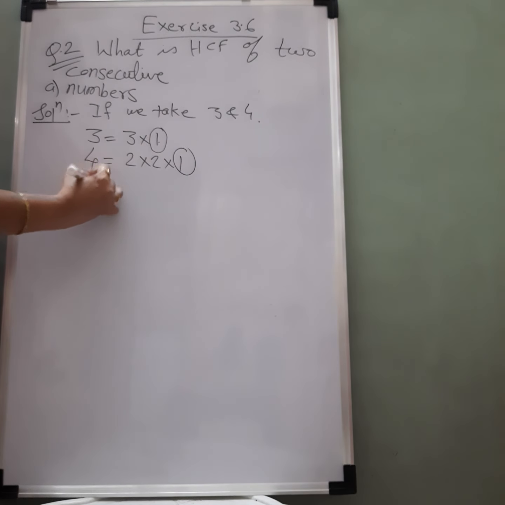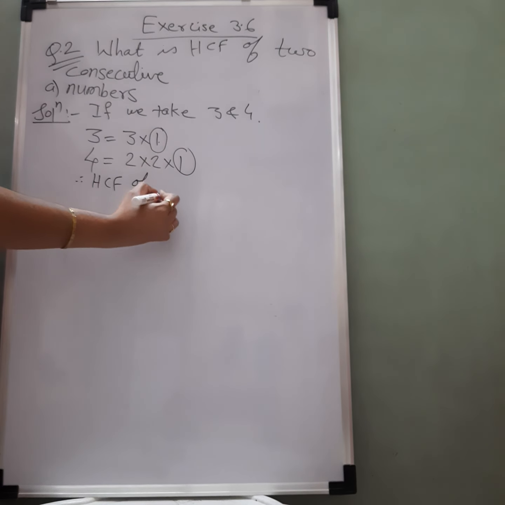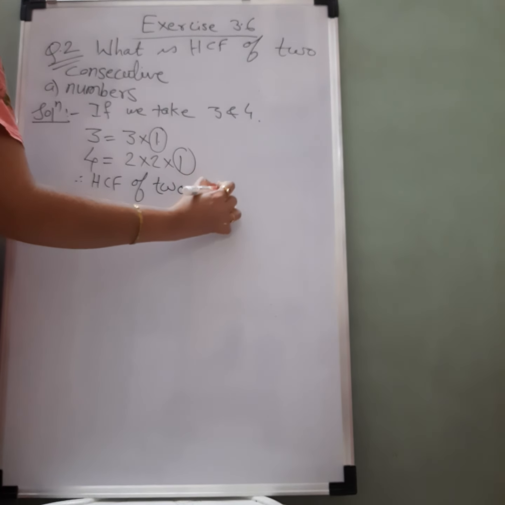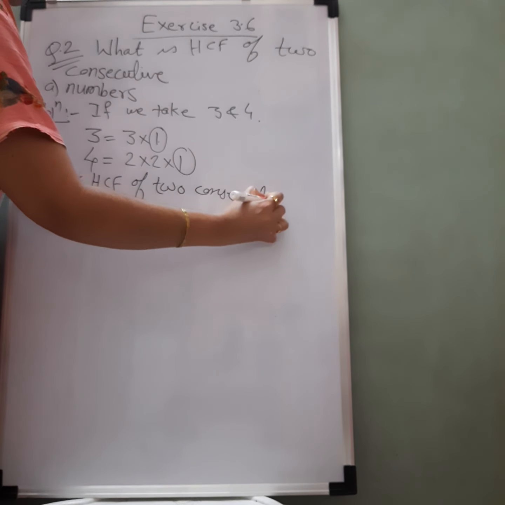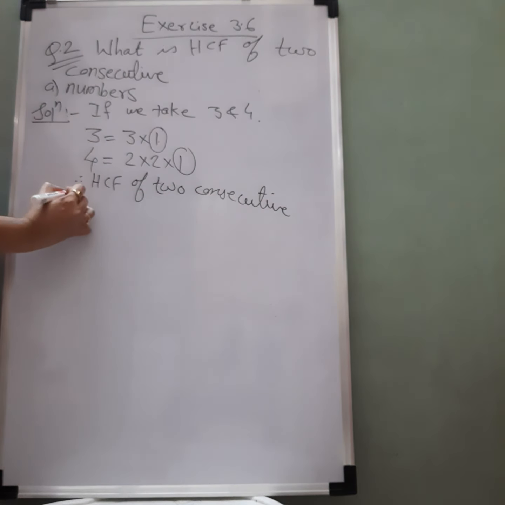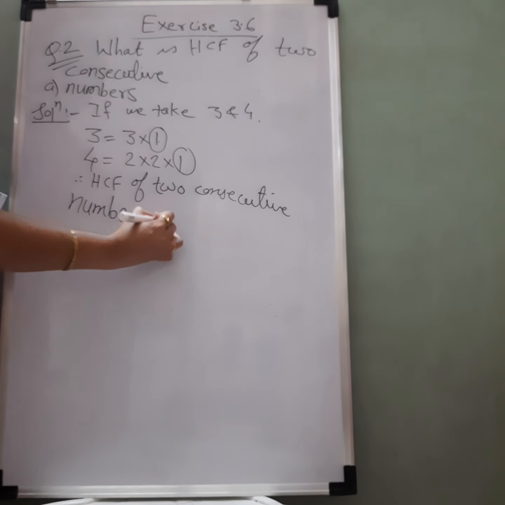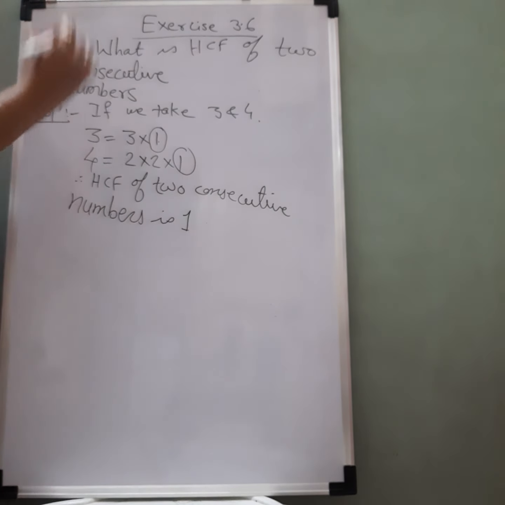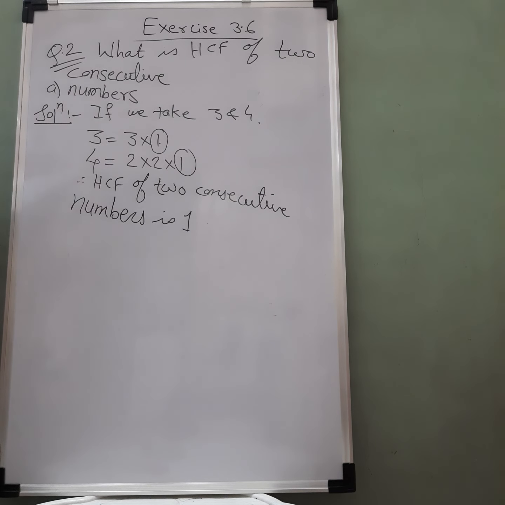Therefore here the HCF of any two consecutive numbers is 1. So I think all of you understand the meaning of consecutive numbers.